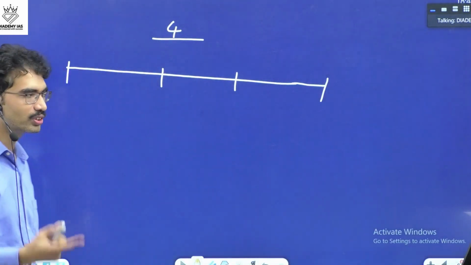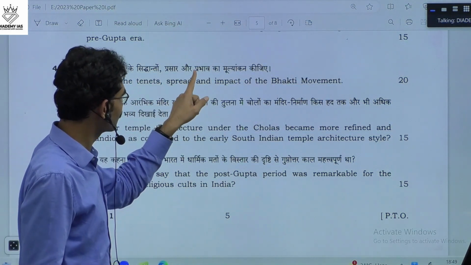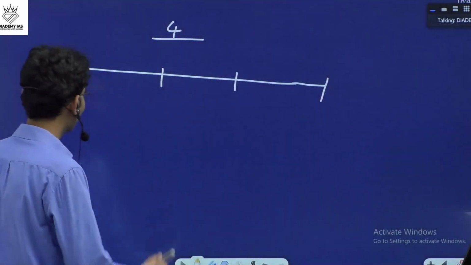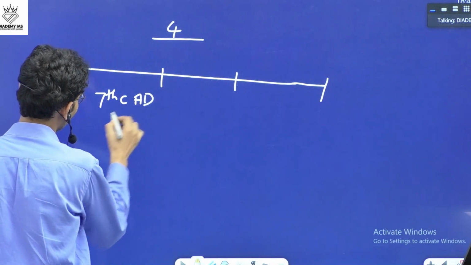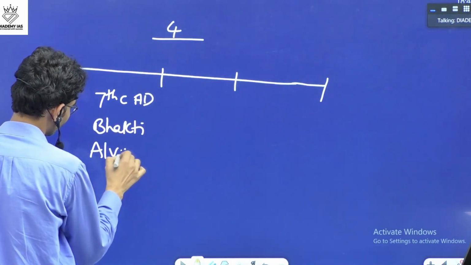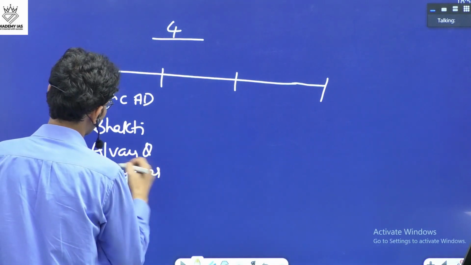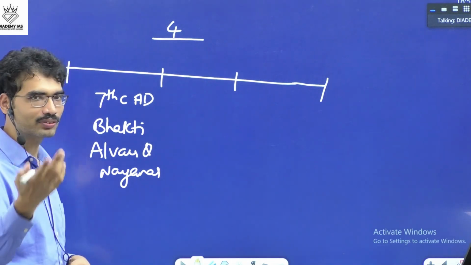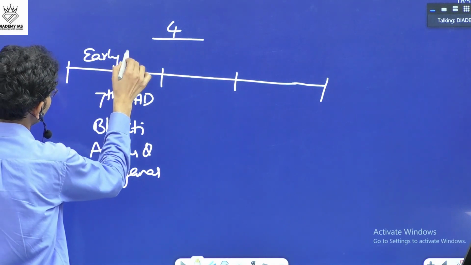Once you select the fourth question, you are supposed to write all three. Analyze the tenets, spread and impact of Bhakti movement. And Bhakti movement means 7th century AD, Alvars and Nayanars. Bhakti movement during the Pallava time period and after the Pallava time period, in simple terms, early medieval.